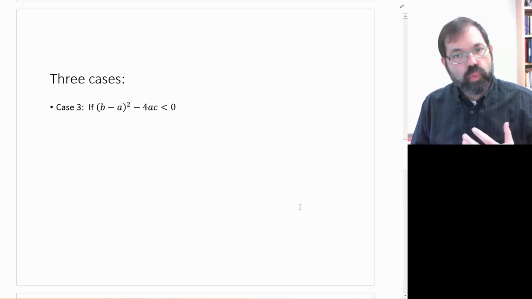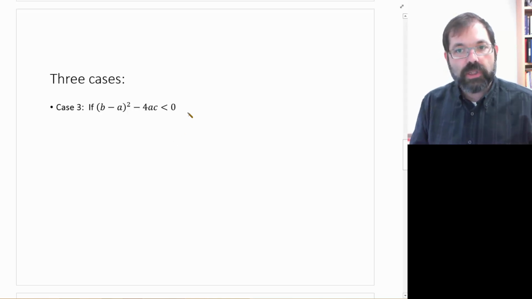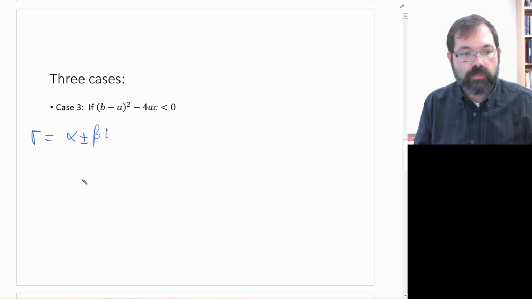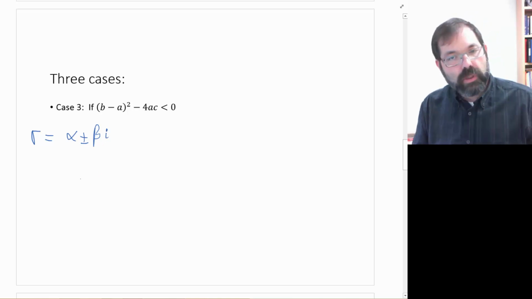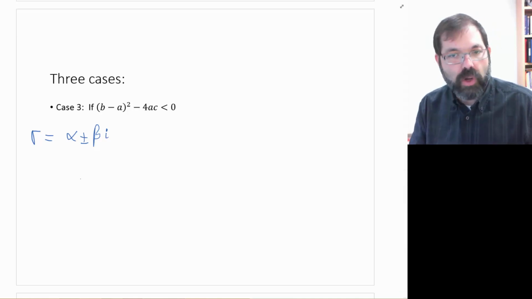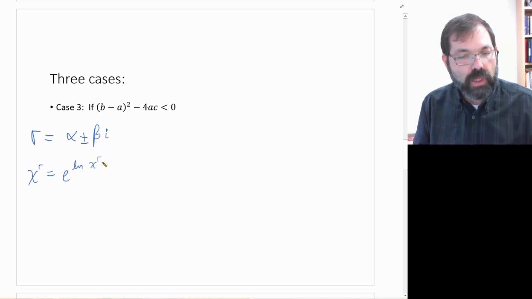And our third case is what happens if the discriminant is less than 0. So if the discriminant is less than 0, then my r values are equal to some alpha plus or minus beta i. And so we use some trickery here. We have to rewrite some things. We're going to have to use the fact that x to the r is the same as writing e to the natural log of x to the r.